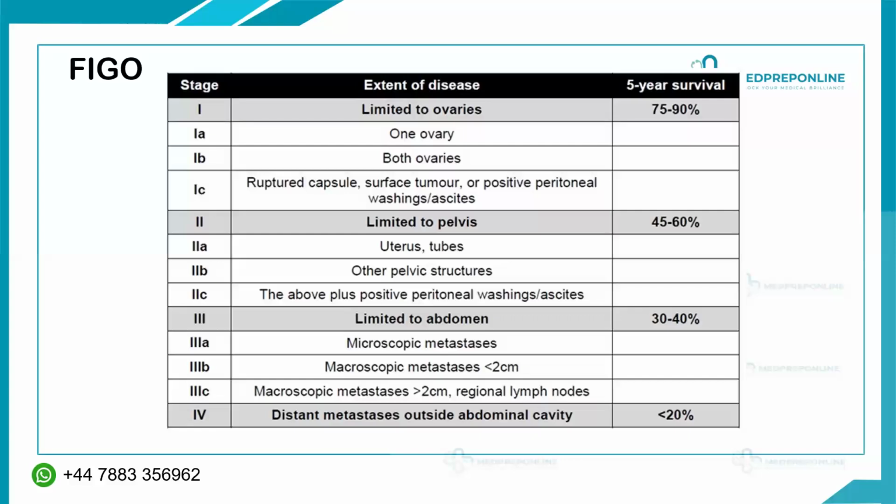So 5-year survival rate for stage 1 is almost up to 90%. For stage 2 is 45 to 60. For stage 3 is 30 to 40. And for stage 4 is the worst prognosis, which is less than 20%. So if they ask you overall survival rate for ovarian cancer, it's around 44 or 45%.